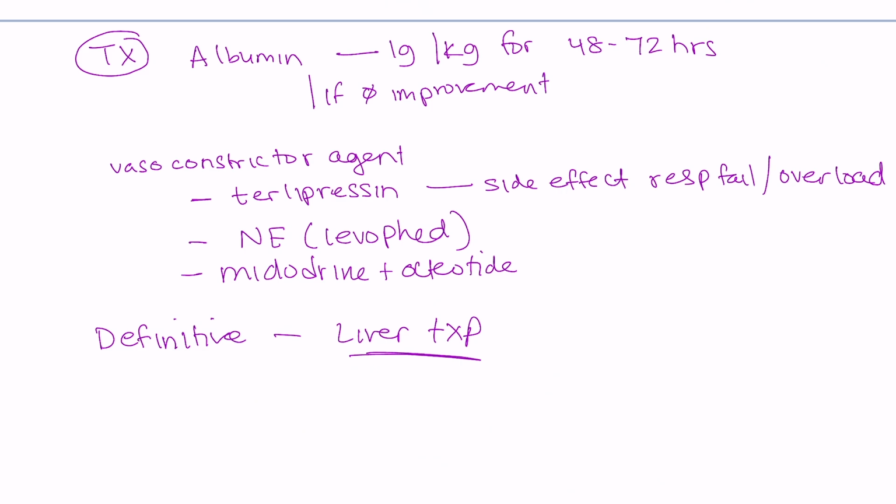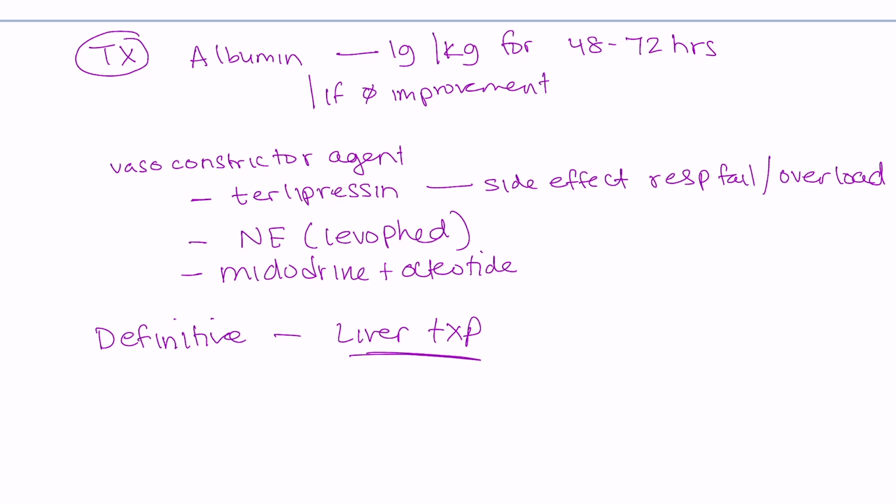Now, one of the treatment therapies that are given for HRS is terlipressin, which is a vasoconstrictive agent that acts on the alpha-1 receptors, and the biggest side effects that have been seen with terlipressin are respiratory failure and volume overload.